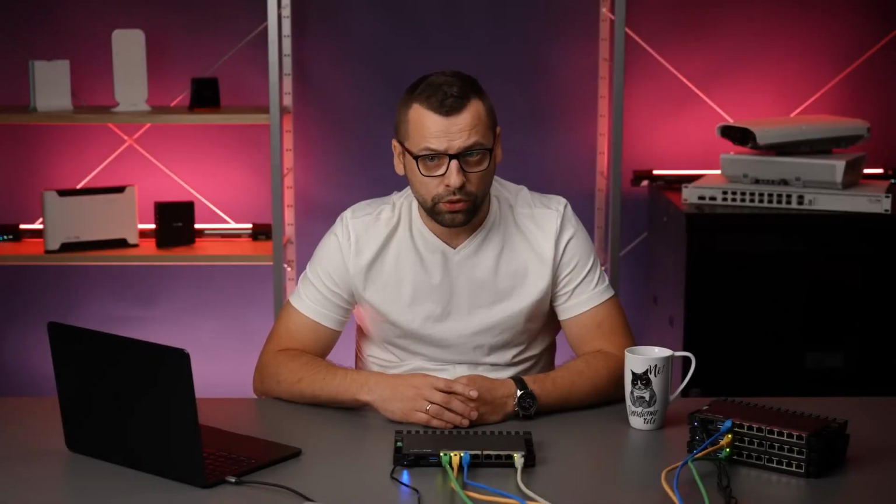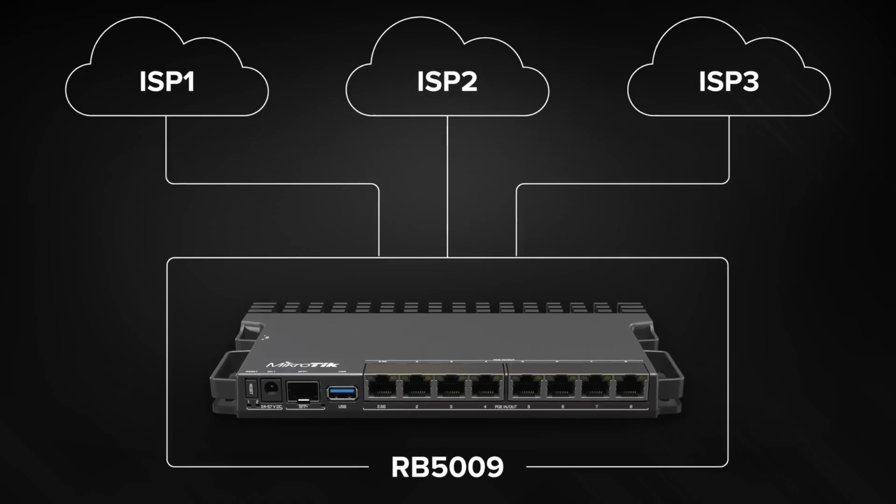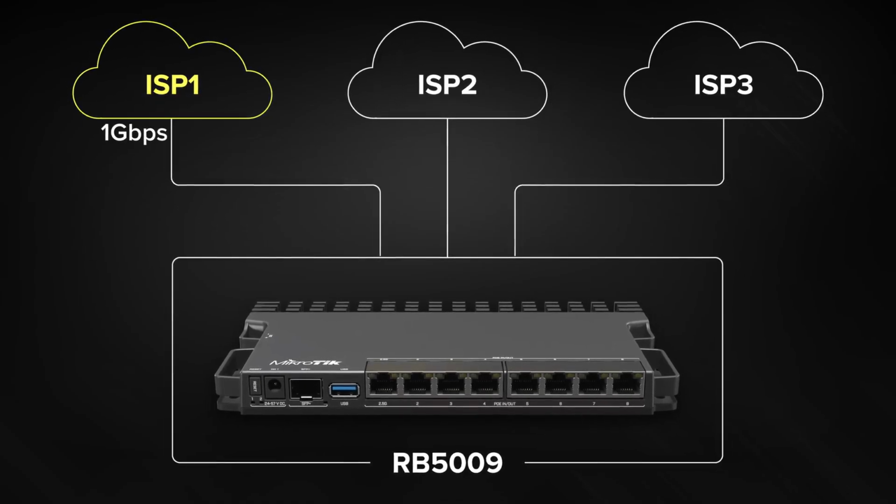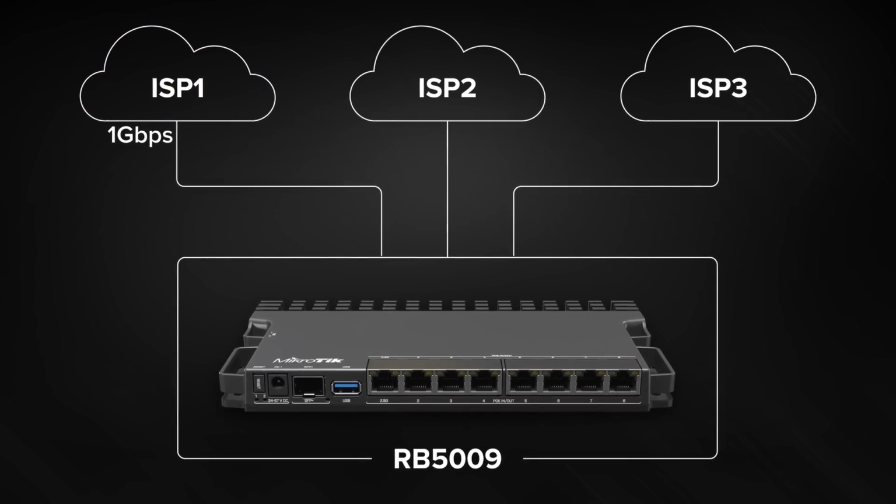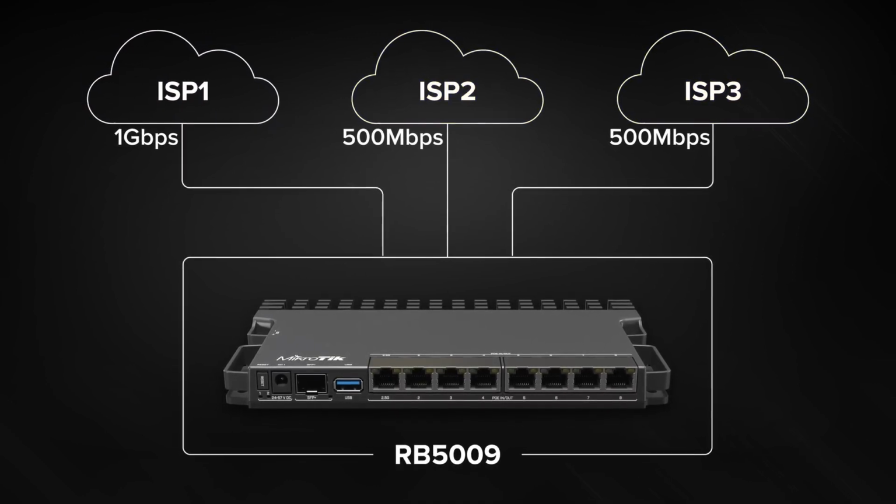One interesting side note here. Remember that at the beginning of this video, I told you that we will distribute connections here, not the bandwidth. That is still true, but more often than not, you have ISP connections with different guaranteed speeds. For example, 1 gigabit from ISP1 and 500 megabits from others, ISP2 and ISP3.